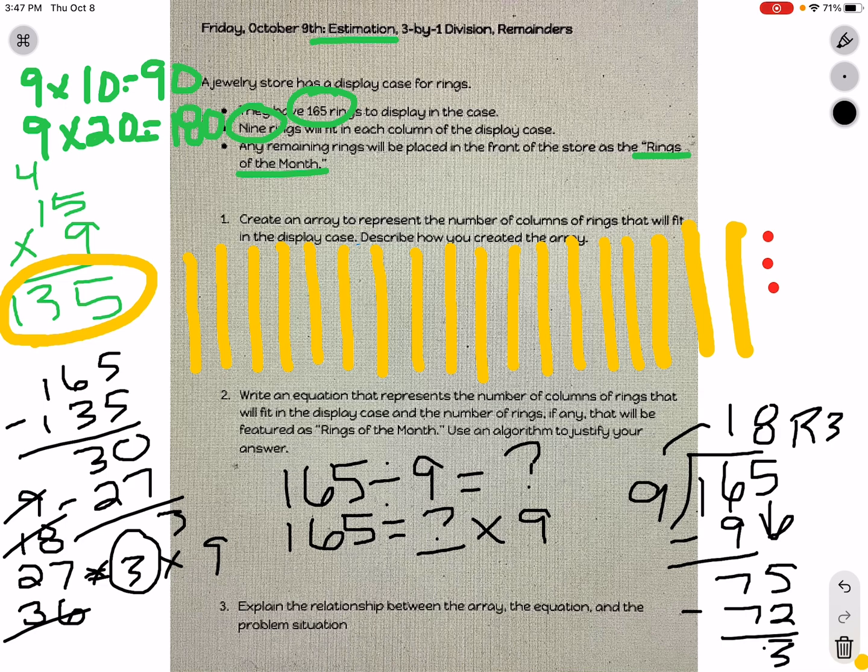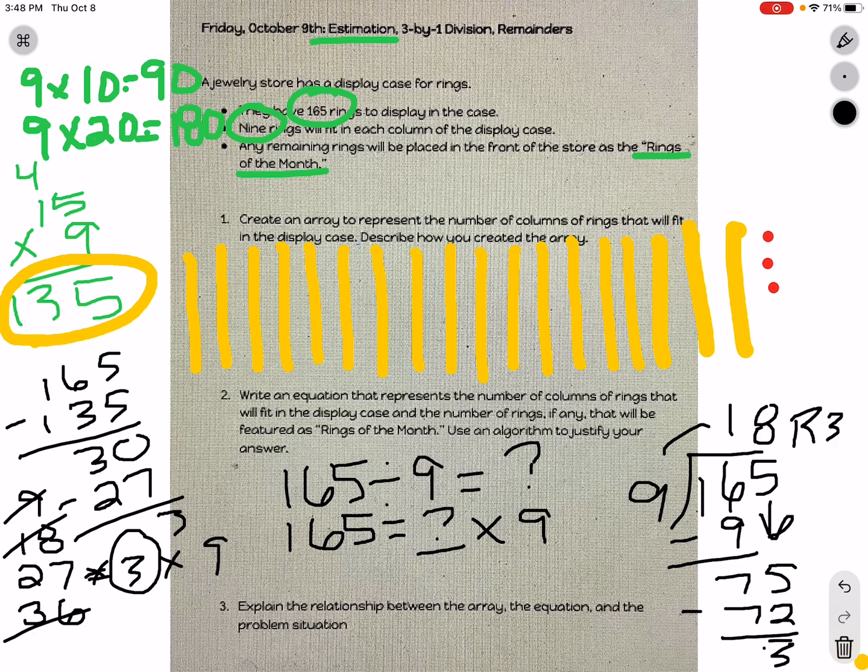Number 3, explain the relationship between the array, the equation, and the problem situation. Pause the video, talk to your elbow partner, and talk about what you think the connection or the relationship is between the array, the equation, and the problem. All right, there are probably multiple answers to this question. I wish I could hear what some of you came up with, but there isn't one right answer. There's not one wrong answer.